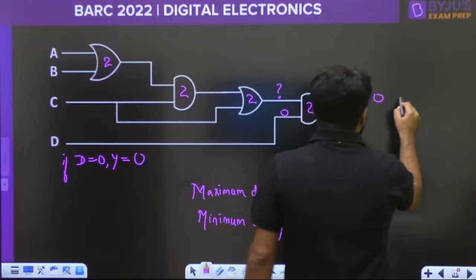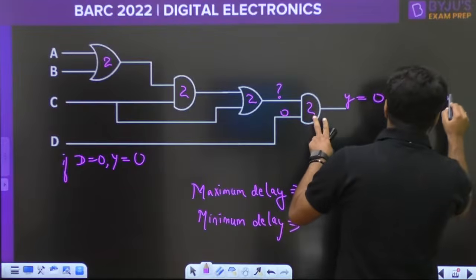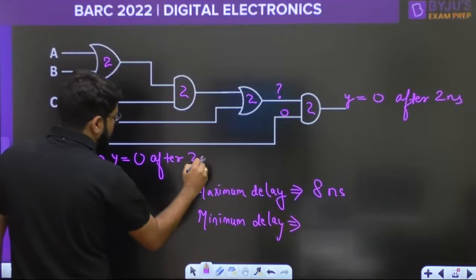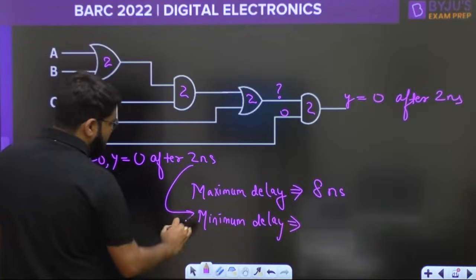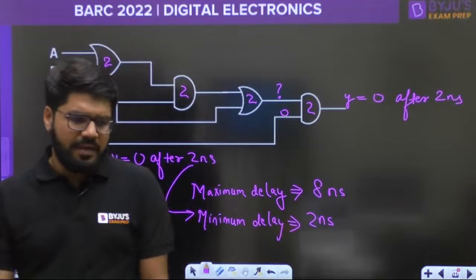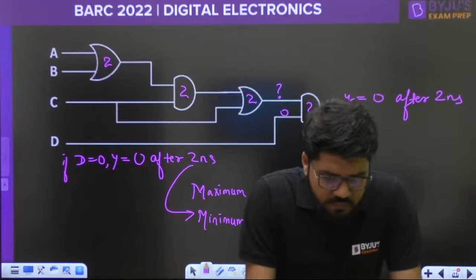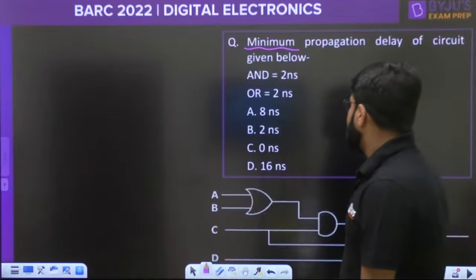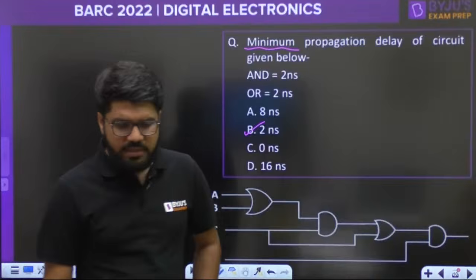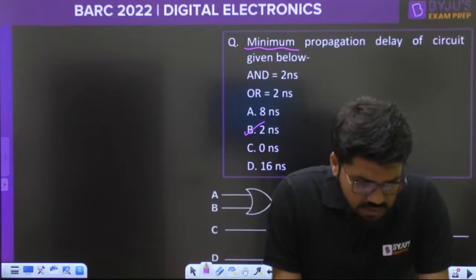So the output will become 0, just after the delay, the time taken by the last AND gate, and that is 2 nanoseconds. So if D is equal to 0, Y is equal to 0 just after 2 nanoseconds, and that comprises the minimum delay. If maximum was asked, then the answer would be 8. Yes, Surajit, correct. The correct answer for the question here is 2 nanoseconds. Okay, everybody? All cool.